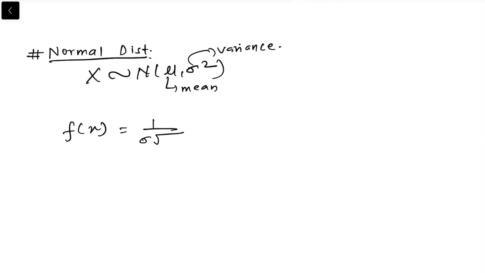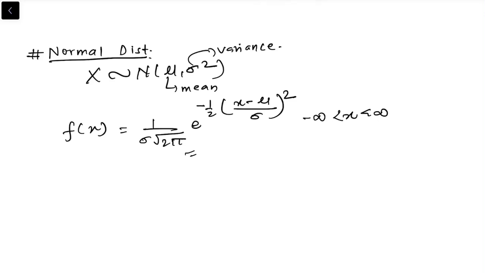Okay. So the PDF of normal distribution is 1 over sigma square root 2 pi e to the power minus 1 over 2 times (x minus mu) whole divided by sigma, whole square, and the range of x is minus infinity to plus infinity. All right, so this is the PDF. Now let's look at the shape of normal distribution.